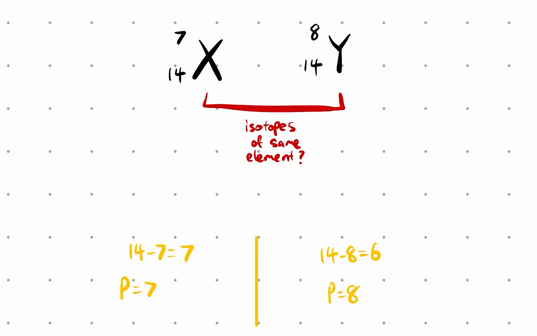But there's another thing to take note of here. X has 7 protons, while Y has 8 protons. So therefore, this shows that they are not isotopes of the same element, but actually elements which are different from one another.